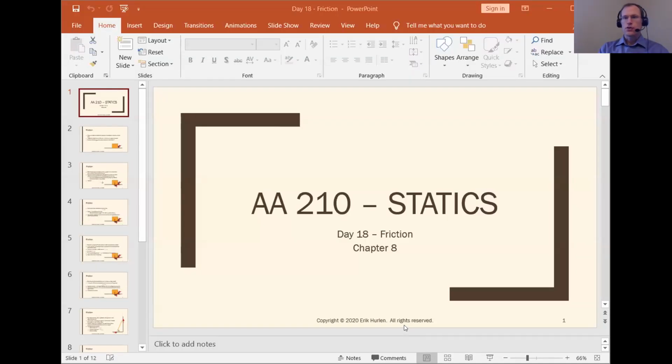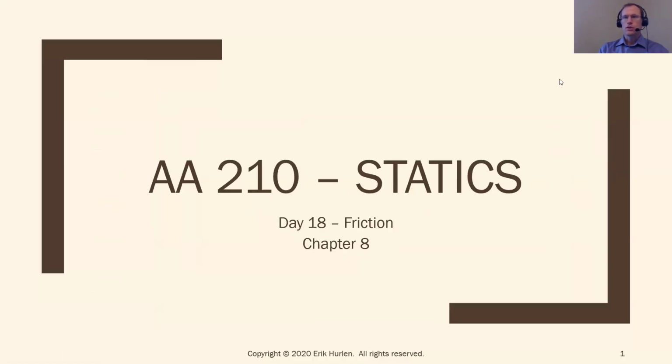So today we're going to get a bit more depth into friction. We dealt a little bit with friction at the very beginning, showing the very basics of it. Today we're going to go, as I said, into more detail on how friction actually works and some more complicated scenarios.